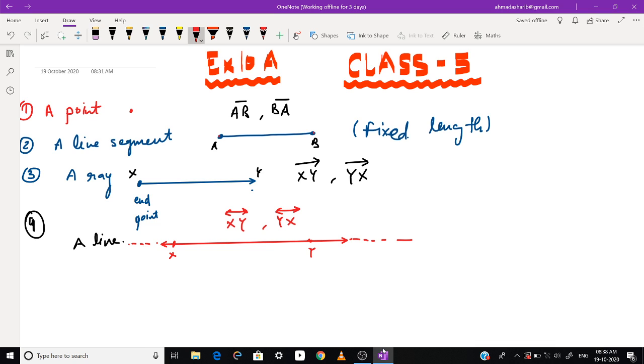And how to write a point? So a point is denoted by a single letter. For example, let's say this is a letter O or letter A. So a point can be denoted by a single letter. Okay, now we will study about the angles.